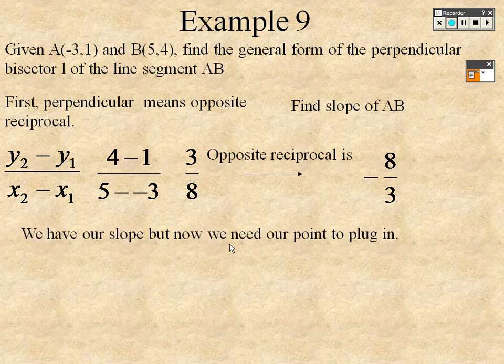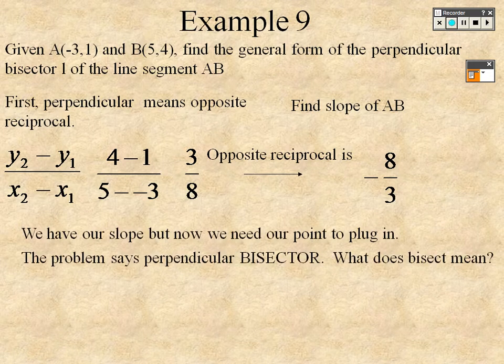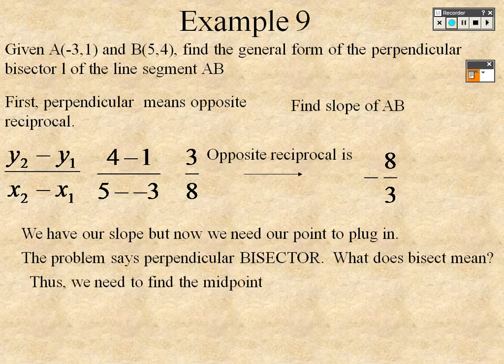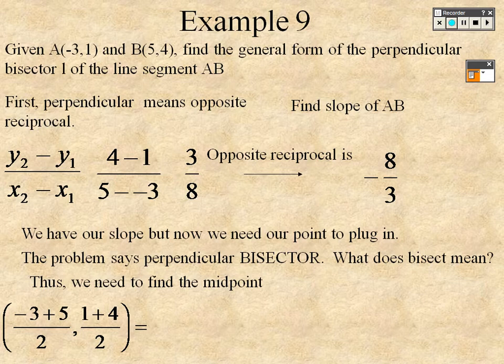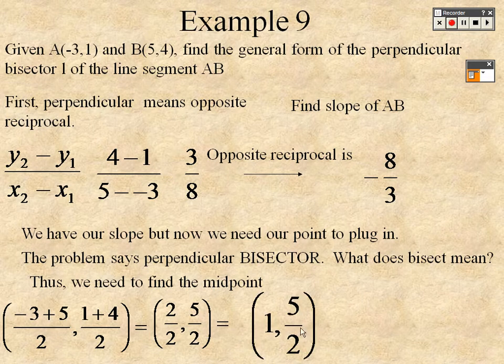So we have our slope, but now we need our point to plug in. The problem says perpendicular bisector. Bisector means midpoint. So I need to find the midpoint of these two. So negative 3 plus 5, because we're finding the average of the x's and the average of the y's, and 1 plus 4 there. So I get 2 over 2 and 5 over 2, which is 1 and 5/2. So there's the point I'm plugging in, and there is my slope.